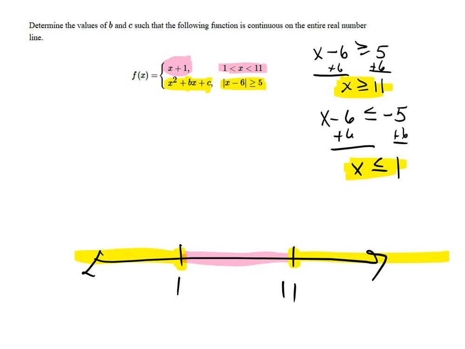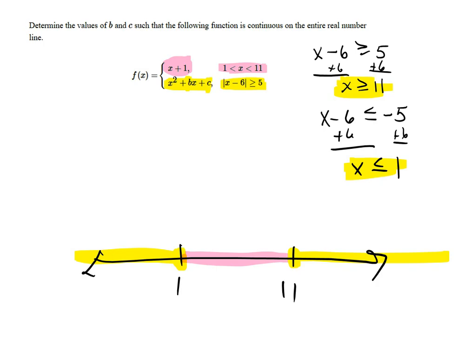Anyway, we are trying to determine the values of B and C such that the following function is continuous on the entire real number line. What I did was, you can either use the 1 or the 11. I don't think it matters which, but since 1 is a smaller number and easy to work with, I'm going to go with that one. And I want to see what the function is doing from the left and from the right.